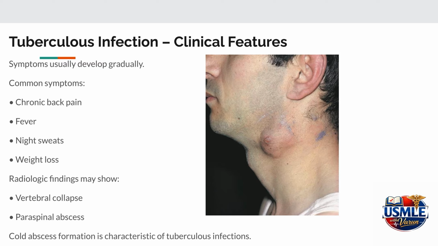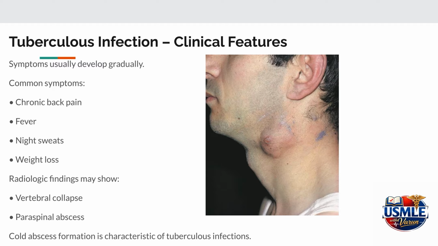So, a characteristic feature of tuberculosis is the formation of something called a cold abscess, which refers to an abscess that develops without the intense redness and warmth that is typically seen in bacterial infections. So, whenever we think of a bacterial infection, whenever we think of septic arthritis, what generally comes to mind is a red, swollen, tender, warm, erythematous appearing joint area. But this is entirely different.